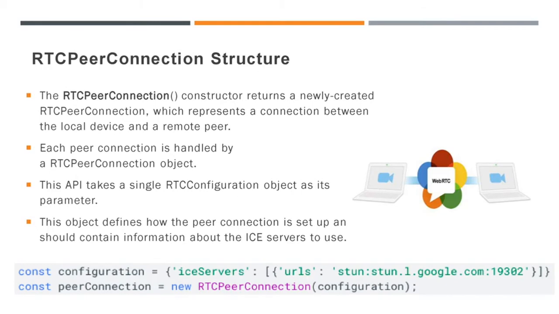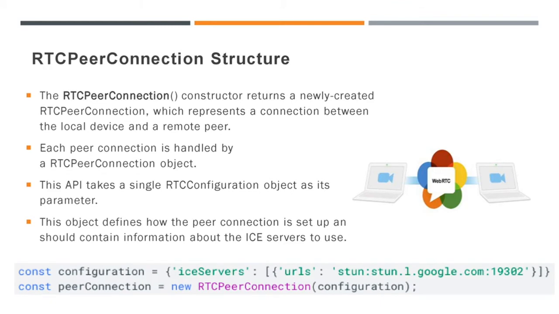Now let us see the definition of this API. This API takes a single RTC configuration object as its parameter. This object defines how the peer connection is set up and should contain information about the ICE servers to use. Here you can see we defined an RTC Peer Connection object with the constructor, and the parameters are the configurations about the ICE servers. We have already explained why we use ICE servers in WebRTC. If you are new to this term, please go and watch the previous tutorials for better understanding.